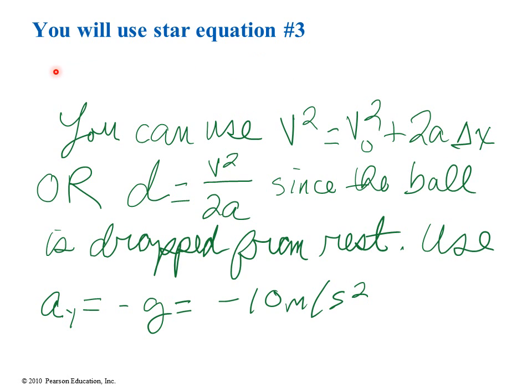So here is your tip. Use star equation 3. You can use it as it's written, v squared equals v naught squared plus 2a delta x. You'll change the a to g, and you'll change the delta x to delta y. Or you may choose to use the simplified equation d equals v squared over 2a. Since the ball is dropped from rest, please use negative 10 meters per second squared for acceleration in the y direction. You can hit pause, solve the problem, get the final answer, box it, and then as soon as you hit play, you'll see the solution on the next slide.